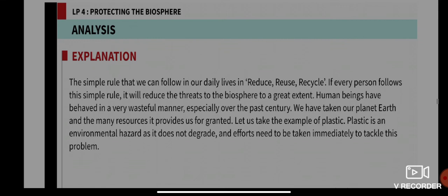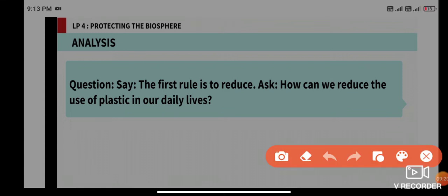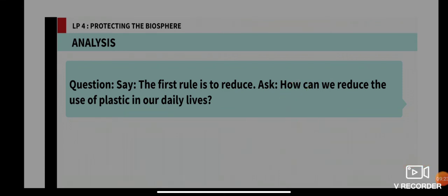Because we use plastic for different purposes, for carrying our things, for carrying vegetables, and so forth, which is actually very dangerous for us, because it does not decay easily. So the first rule is reduce. There are 3R, remember. First is reduce. How can we reduce the use of plastic in our daily lives?